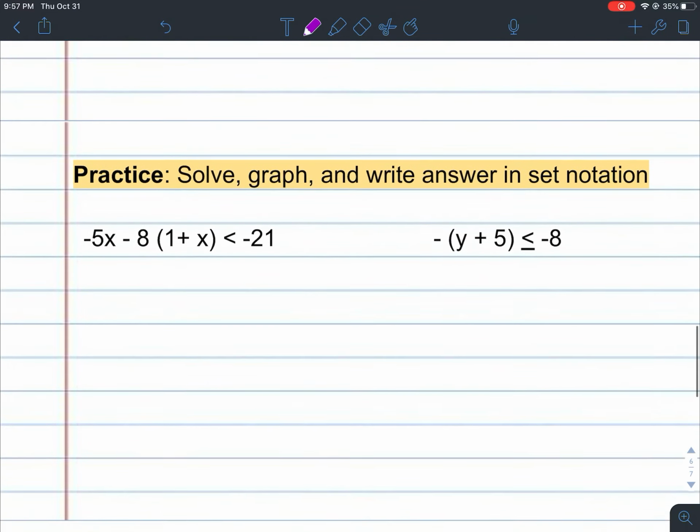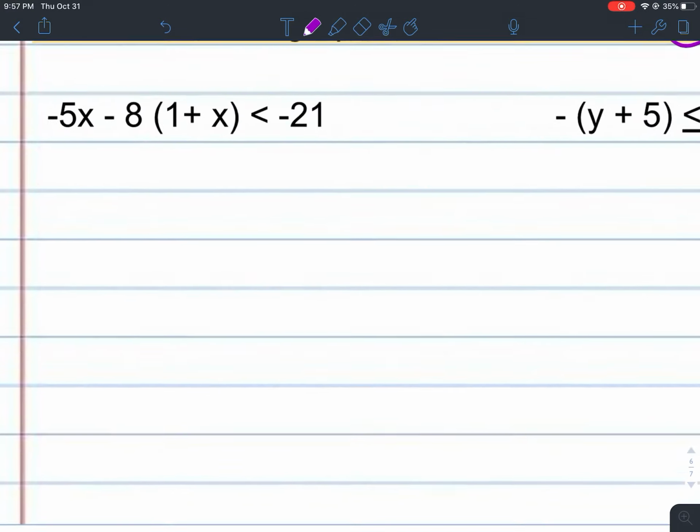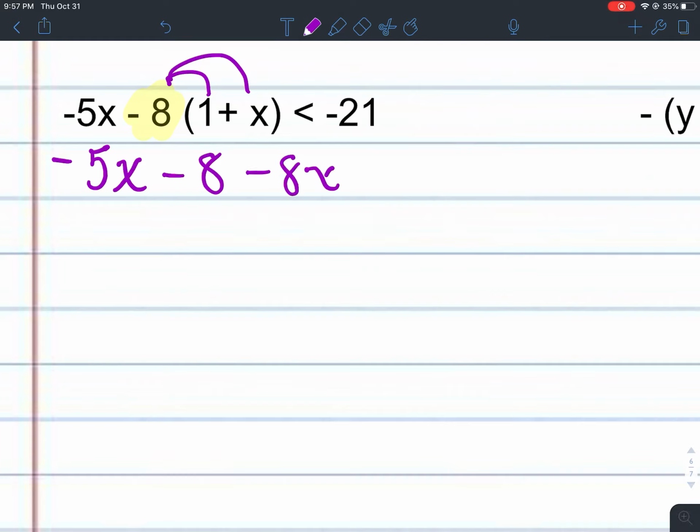Okay, we'll do 2 more. We're not going to worry about set notation. These ones are a little trickier because we're distributing first, but excuse me, it's late. Make sure you take that minus 8 with it. So we're going to bring down the minus 5x. Negative 8 times 1 would be negative 8. Negative 8 times x would be negative 8x. Is less than negative 21.